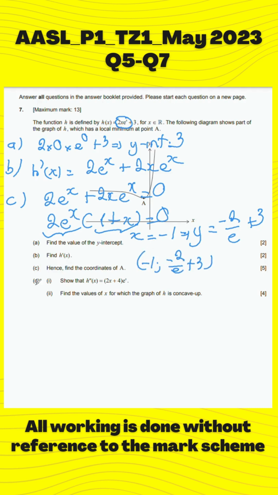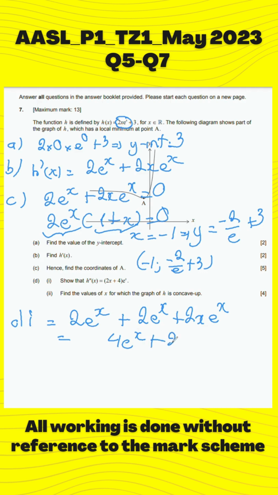Okay, find the second derivative. That means we find the derivative of the first derivative. So this will be 2e power x plus this one, product rule one more time. So 2e power x plus 2x e power x. This will be 4e power x plus 2x e power x. Okay, let's get e power x as a common factor. We have 4 plus 2x. Okay, exactly what I asked.